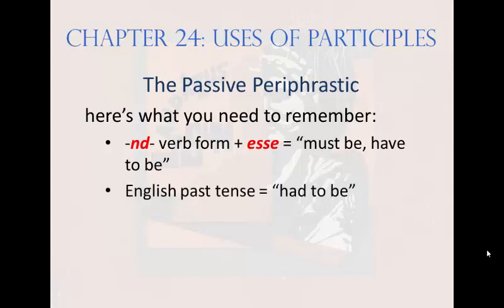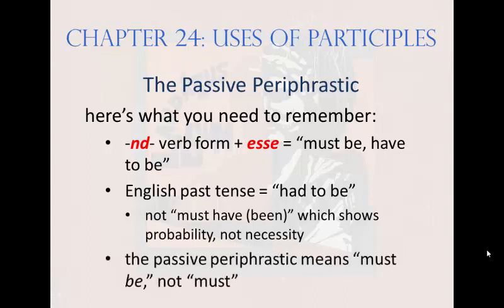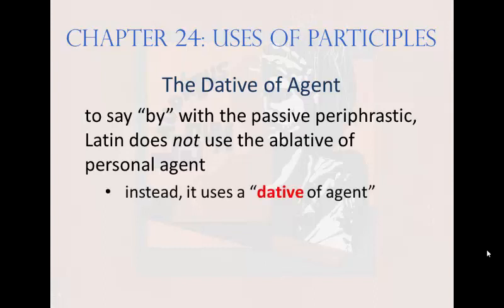In the past tense in English, you can't use must because must have shows probability, not necessity. And this is a passive periphrastic. You can't say just must this way, only must be. And here's another odd feature of Andy the passive periphrastic. To say by, as in, it has to be done by you, the passive periphrastic doesn't use an ablative of personal agent, but a dative of agent.